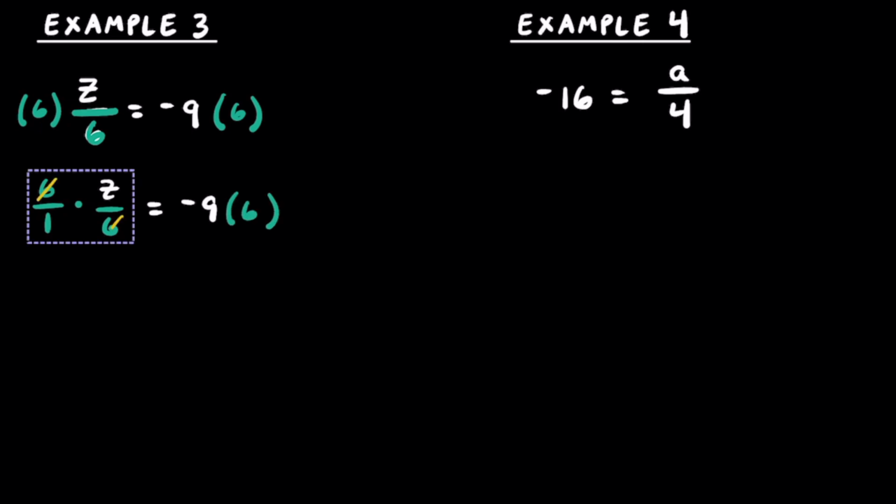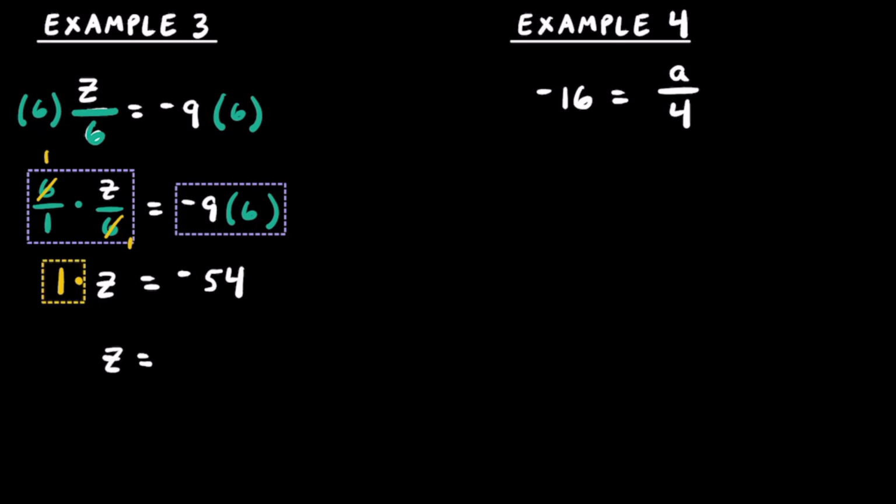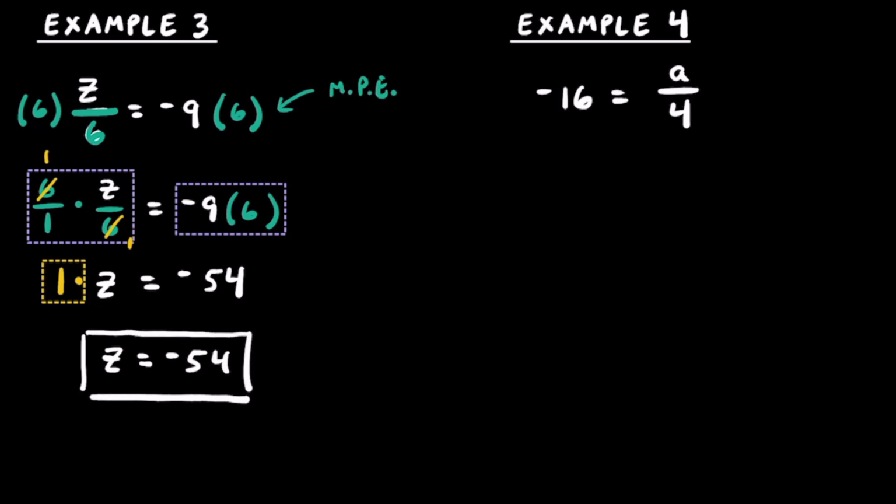Just like we planned, these 6's are going to cross-cancel to become 1's, and we can write 1 times z, or 1z, on the left side of the equation. On the right side, 9 times 6 is equal to 54, so negative 9 times 6 is equal to negative 54. If we know that 1 times z is equal to negative 54, then z must equal negative 54. There's our solution. There's where we use the multiplication property of equality, and there's where we use the identity property of multiplication.